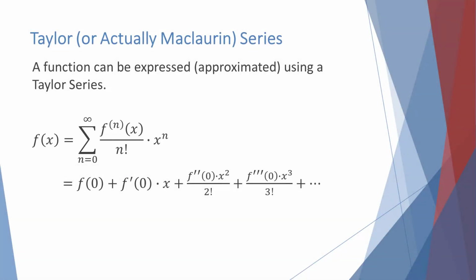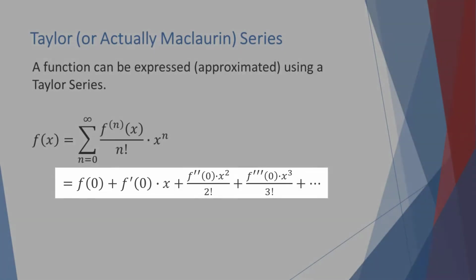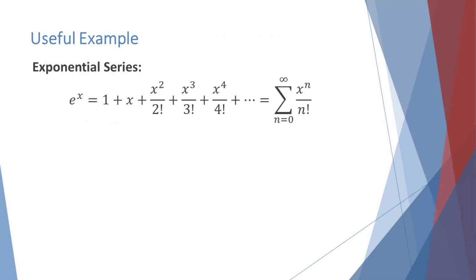Now, if we center our approximation around x equals 0, then we can write this out as f of 0 plus f prime of 0 times x plus f double prime of 0 times x squared over 2 factorial plus the third derivative at 0 times x cubed over 3 factorial and so forth. Now, one useful example of using a Maclaurin series to express a function is in the case of e to the x. We find that e to the x is equal to 1 plus x plus x squared over 2 factorial plus x cubed over 3 factorial plus x to the fourth over 4 factorial and so forth. Now let's take a look at where this comes from.